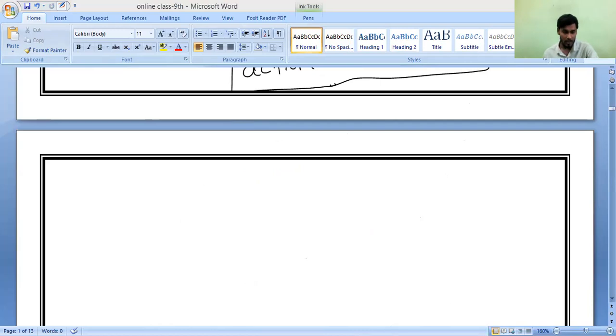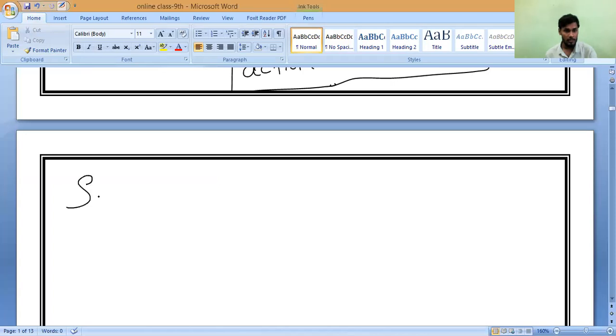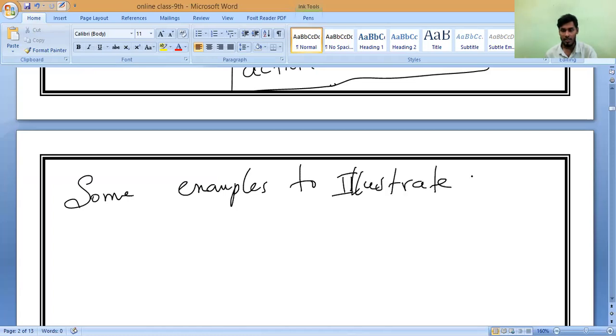Now, if you understand this, we will study some examples to illustrate Newton's law of motion. All of you keep noting. Some examples are very, very important. In the exam they used to ask some examples to illustrate Newton's third law.